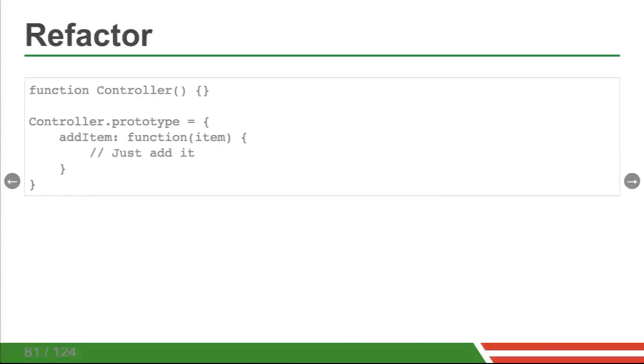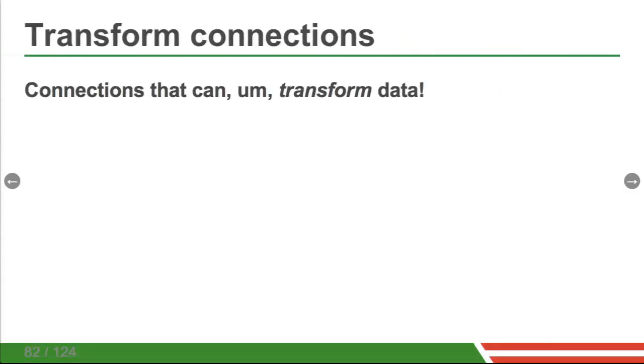This is what we really want to write. Now, how easy would that be to unit test, right? We don't have to mock a DOM event. We just provide an item. This is the core functionality of the controller, and this is what we want to write. So how do we get there?